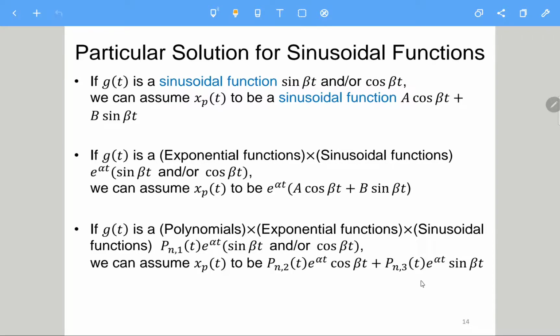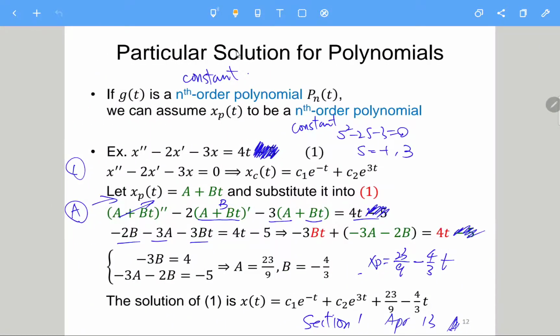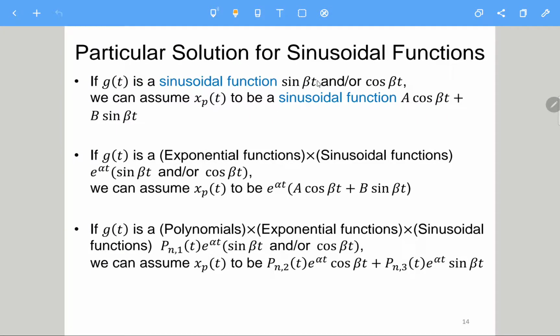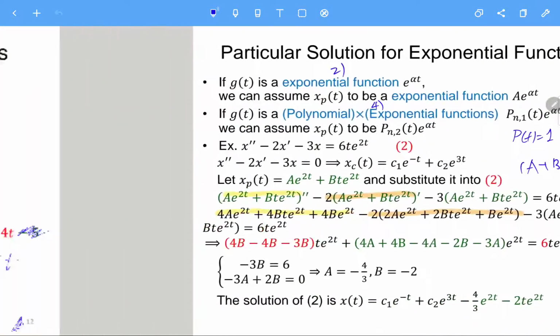Okay, so the next case is the sinusoidal function. I think it is the most useful case, along with the constant case. As long as there's a constant or sinusoidal, it will be the most useful case. And maybe also this one, exponential times the sinusoidal. So this is sinusoidal, which is the third case in the previous slide.